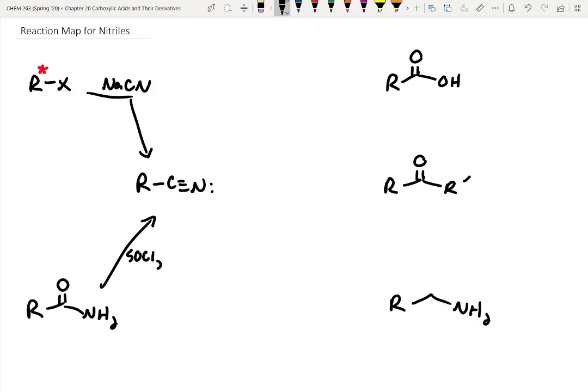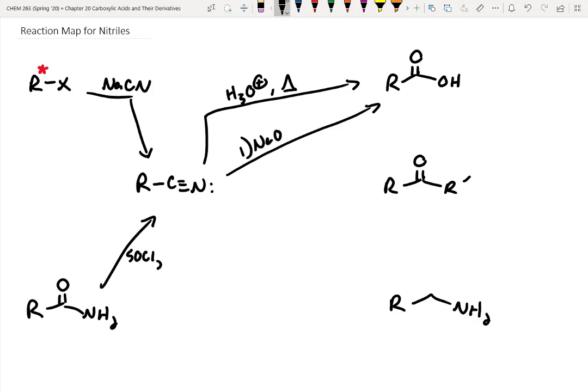Now, if we want to react our nitrile, we can convert it to a carboxylic acid by using a lot of water, acid, and heat. And we can also do this using base, but it's a two-step reaction. We need NaOH and heat, followed by acid. And remember, that acid step is just to ensure that that proton's hanging on at the very end.